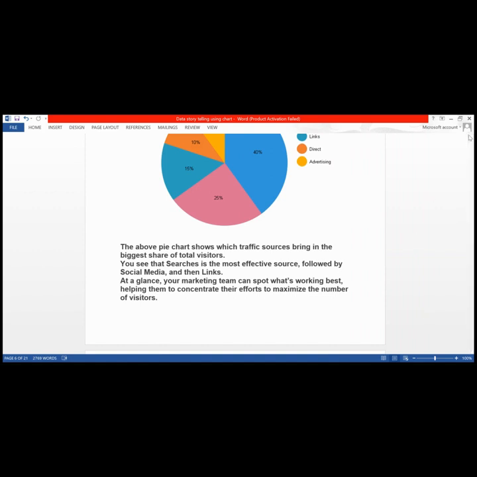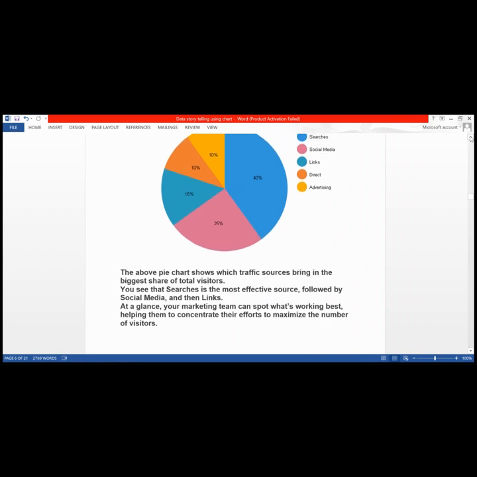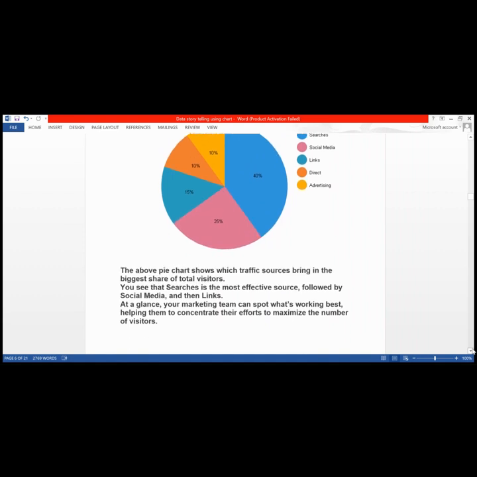You can see the most effective source, which is what, 40%, which is links? It's not links. Sorry, searches. So you see that searches is the most effective source, followed by social media and then links. So at a glance your marketing team can spot what's working best, helping them to concentrate their efforts to maximize the number of visitors.